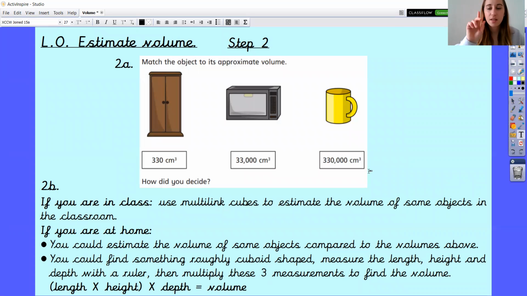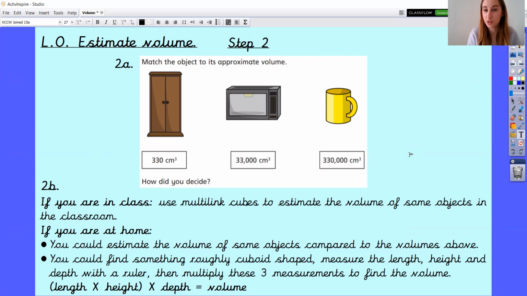Okay, then for 2B, once you've done 2A, you've got some options. So if you're in class, I'd like you to use some multi-link cubes to estimate the volume of some objects in the classroom. So find an object that you'd like to find the volume of, and then use some cubes to estimate that volume, okay? Just like we looked at in step 1.